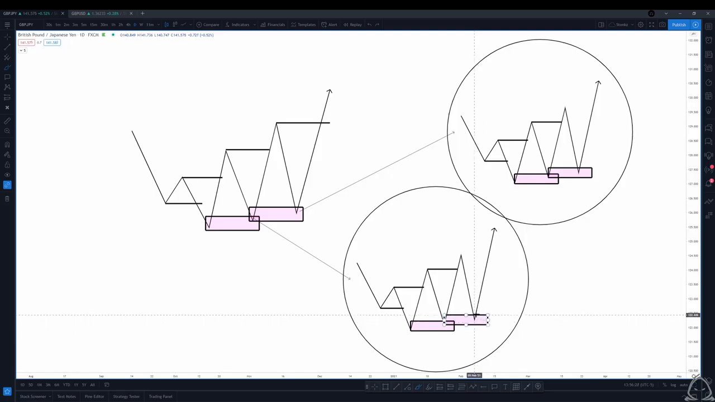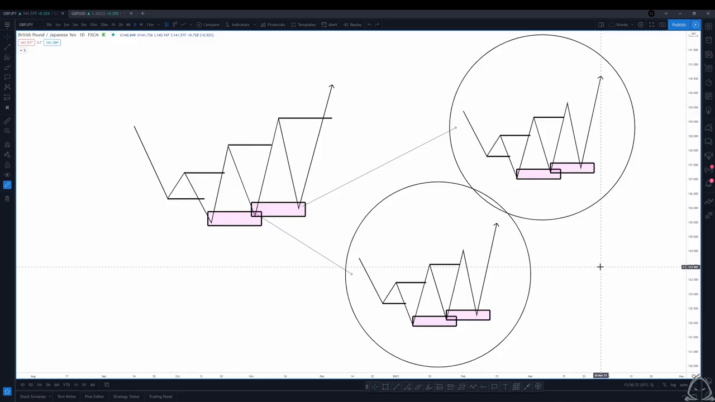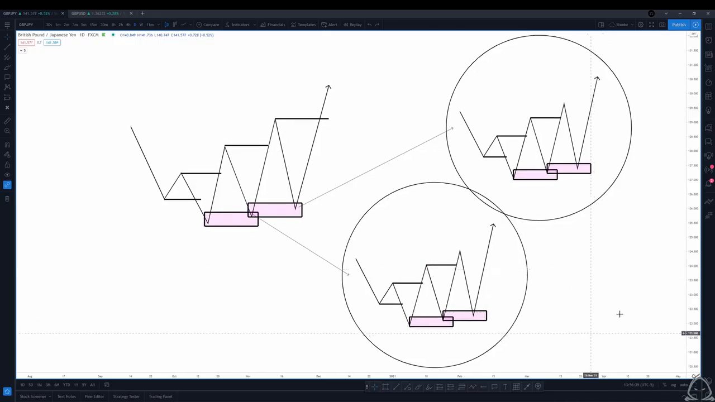Now, of course, something to keep in mind, we're not always going to get this second mitigation, the second entry potential, but what this also will do is help increase your strike rate overall, which is going to massively help if you're seeing loss after loss. This helps confirm the trend.